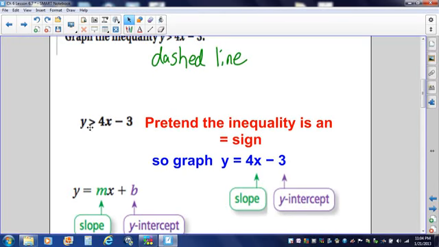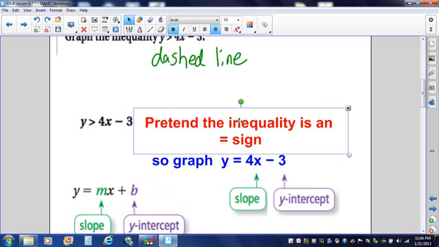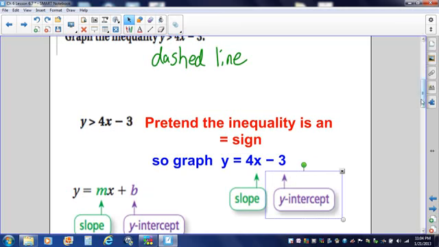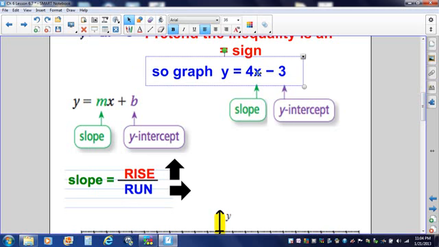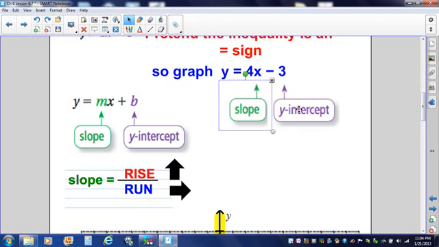So we have y is greater than 4x minus 3. We're simply going to pretend the inequality is an equal sign. So we all should be experts, or super genius, when it comes to graphing. So we're going to graph y equals 4x minus 3. Remember that we have a slope and we have a y-intercept. Our y-intercept is going to be negative 3. Our slope is going to be 4.